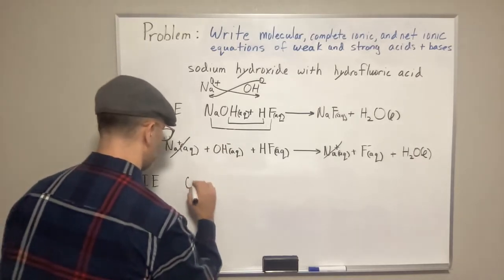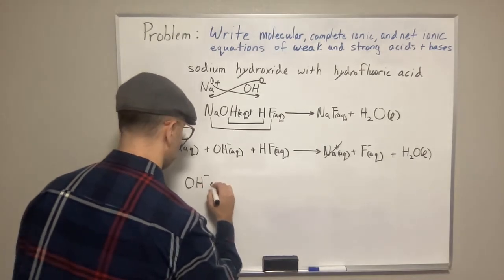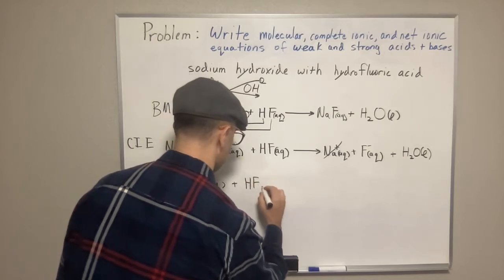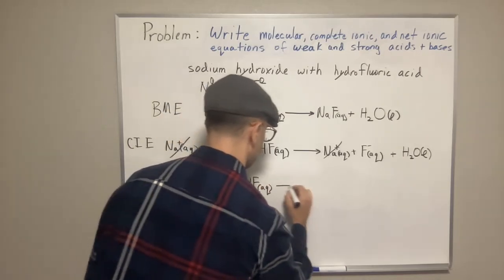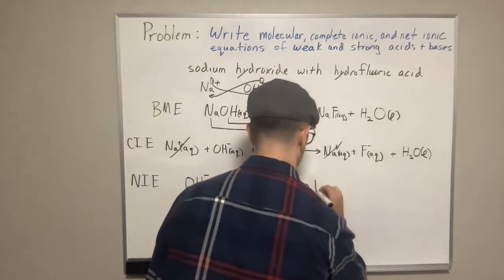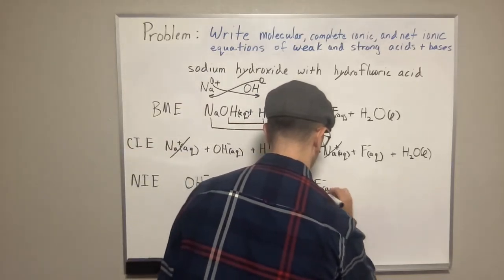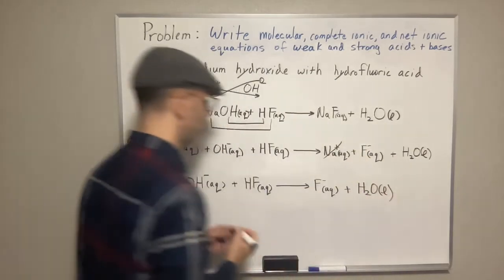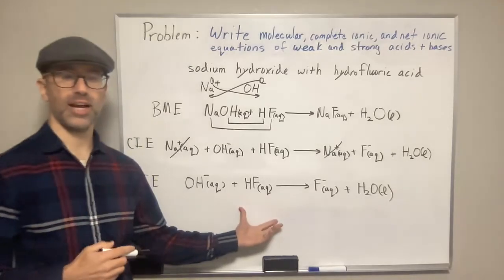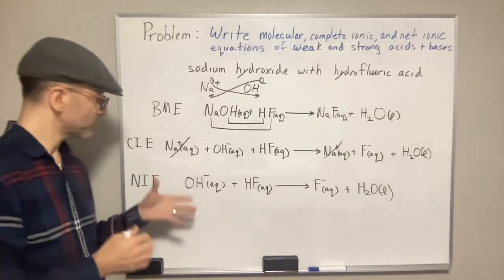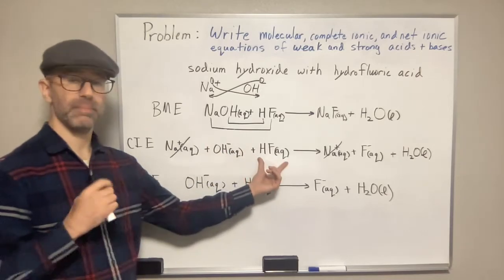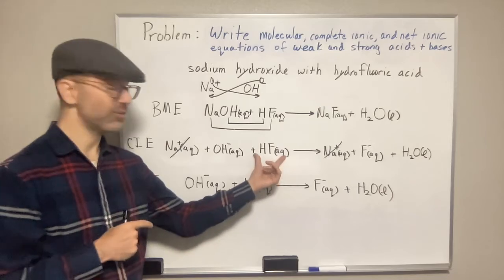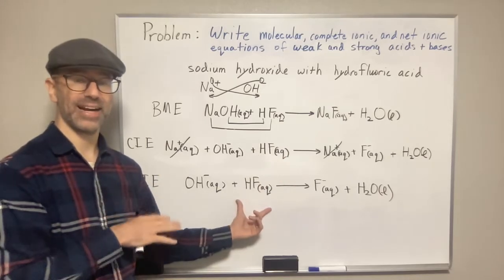When we write that out, it's going to be OH minus aqueous plus HF aqueous, and that gives you F minus aqueous plus H2O liquid. And so this is your net ionic equation. You've got to be very careful and pay attention to whether or not you have a weak acid or a weak base, because those weak acids and weak bases will stay in the net ionic equation.